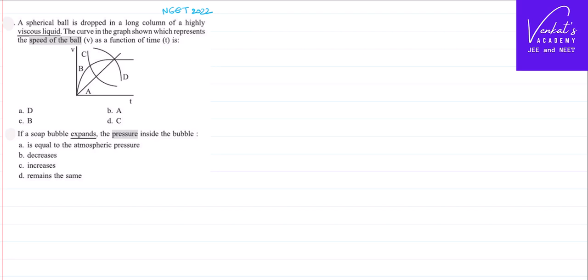Here in this video, we are solving two simple questions that appeared in NEET 2022 in the Mechanical Properties of Fluids chapter. The first question is: a spherical ball is dropped in a long column of a highly viscous liquid. The curve of the shown graph which represents the speed of the ball as a function of time is. So we need to understand first of all what it is asking for.